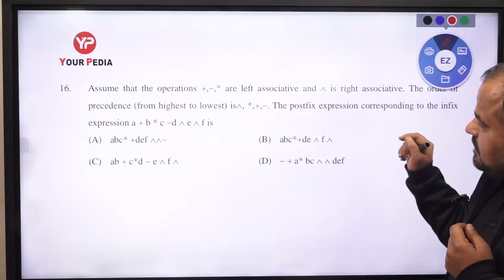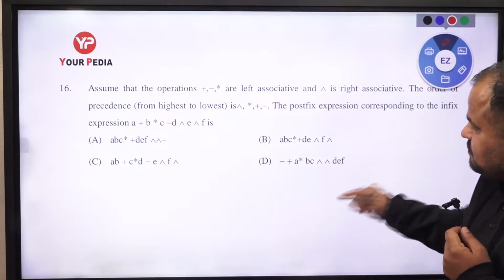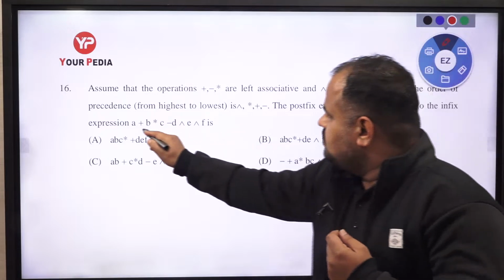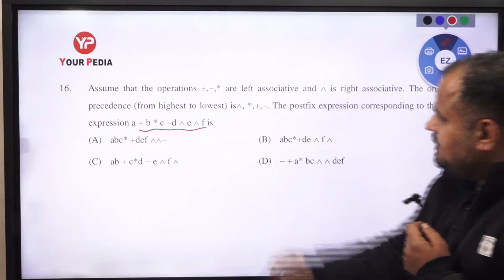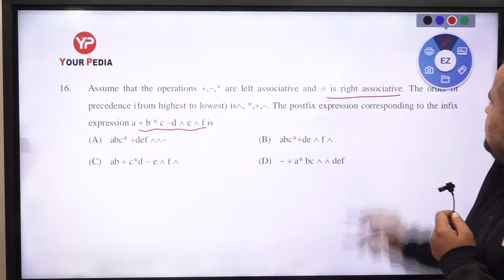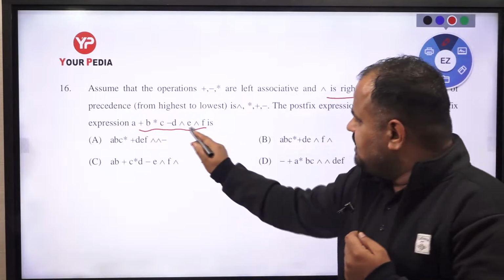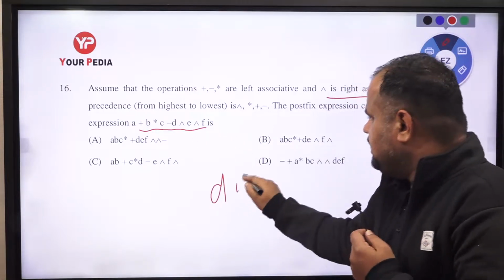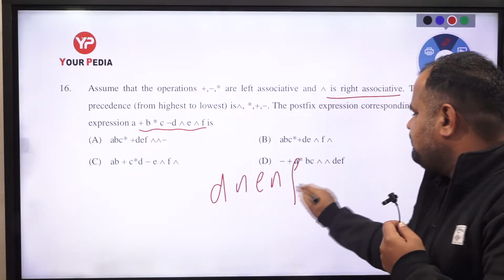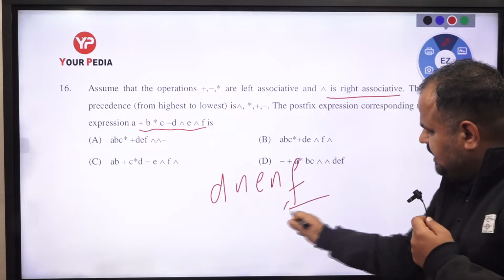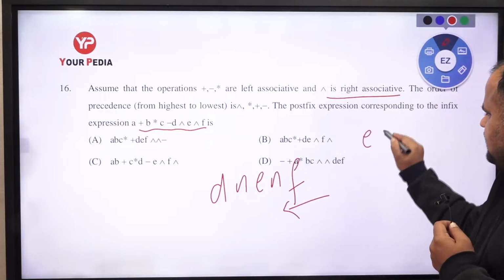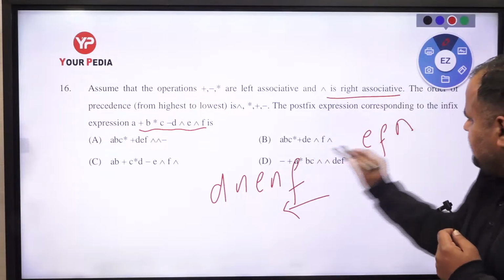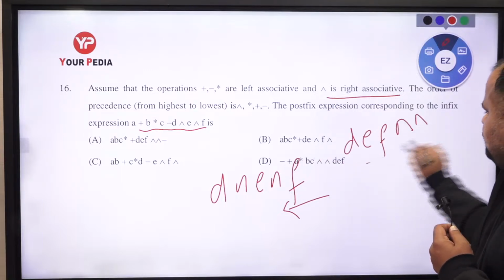Fine. So now tell me, you are saying that A is the right option. Let's try it. So first of all, we know that power has the highest priority, but keep in mind, power is right associative. So we have D power E power F, but it is right associative. It means you have to start from the right. So first E power F, then D power that. So this is the basic thing.